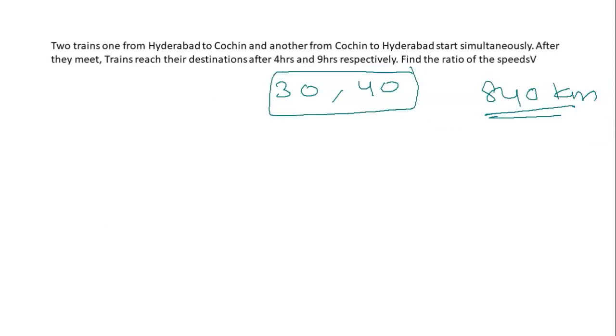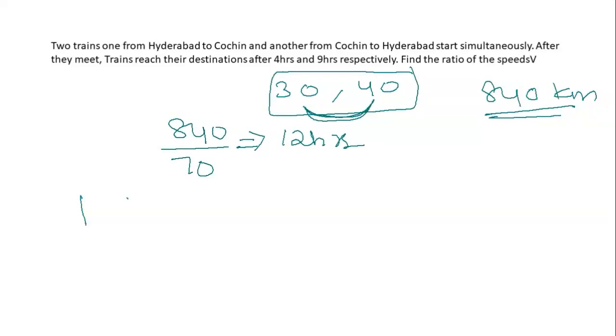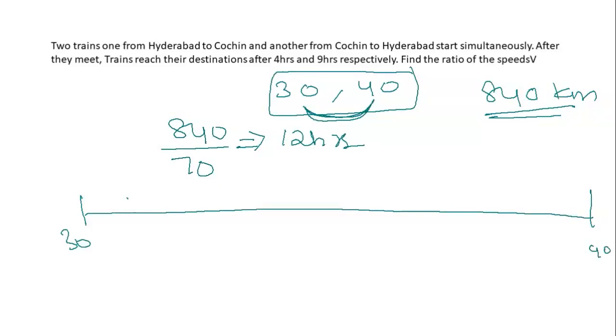So if they go at 30 and 40, in opposite directions the relative speed is 30 plus 40, which is 70 kilometers per hour. Both start at the same time. With 840 kilometers at 70 kilometers per hour, how long will they take to meet? 12 hours. Because the distance between them is 840 kilometers, this goes at 30 and this comes at 40, so 840 is covered in 12 hours.